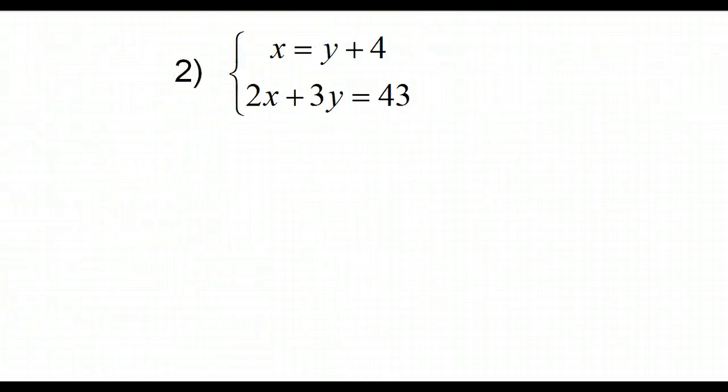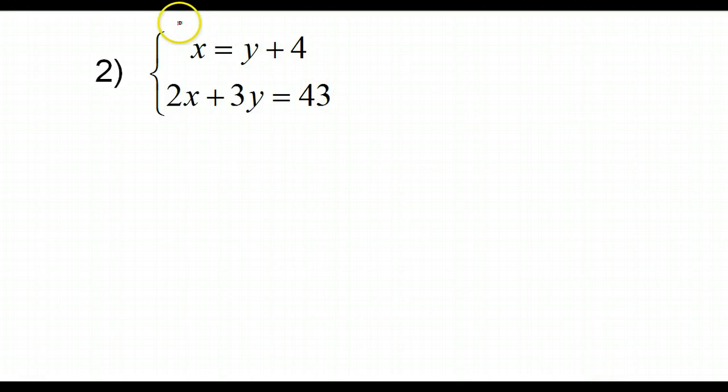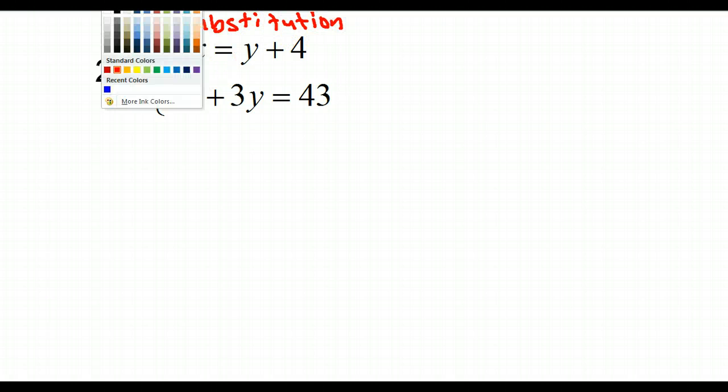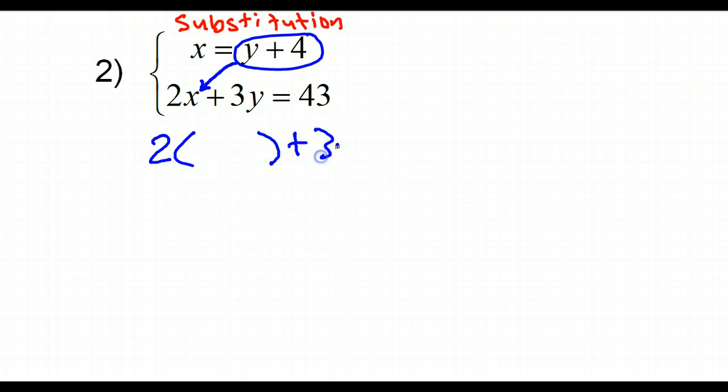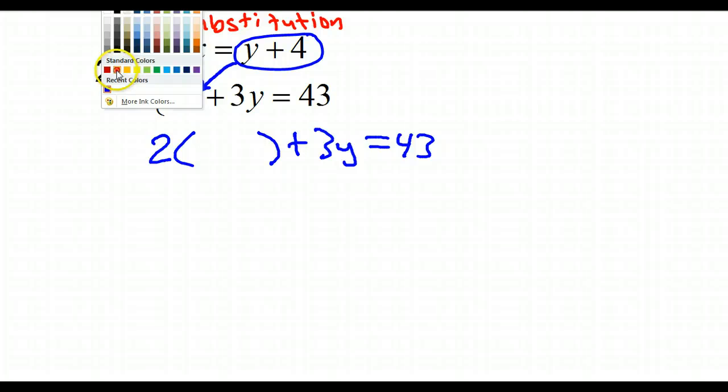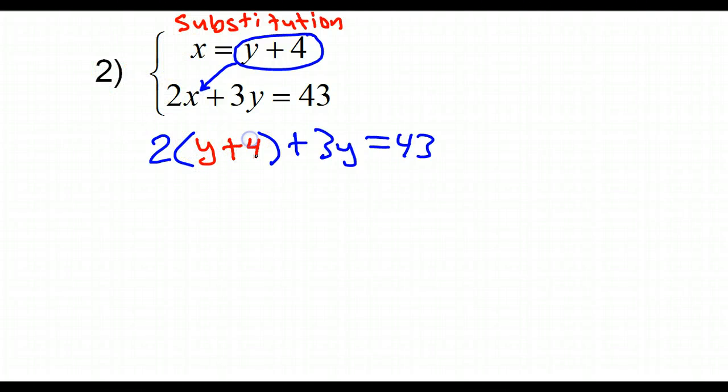Let's take a look at problem number 2. This one I'm going to do by substitution. The first step of substitution is to get one variable alone, and x is already alone. That's why it would be genius to use substitution. So this is going to go in there. So this is going to become 2 times parentheses plus 3y equals 43. I just put a parentheses instead of an x. And of course, in the parentheses goes y plus 4.